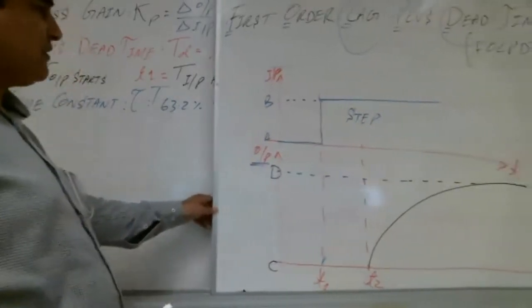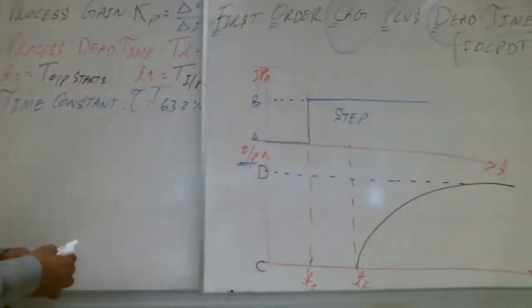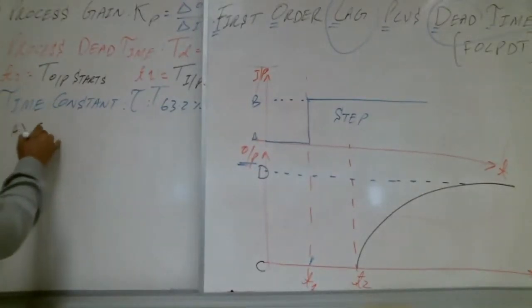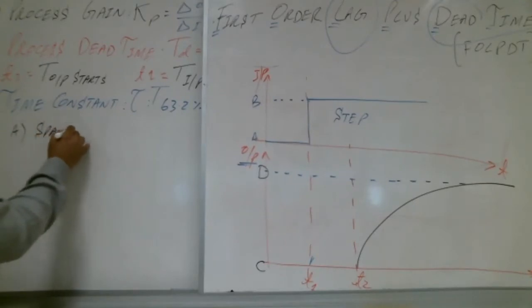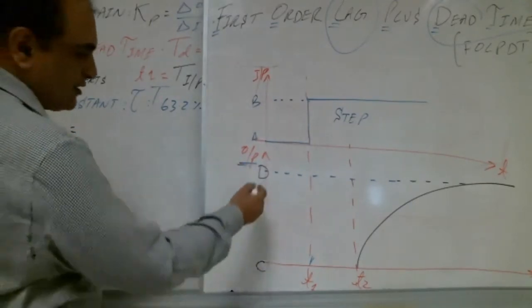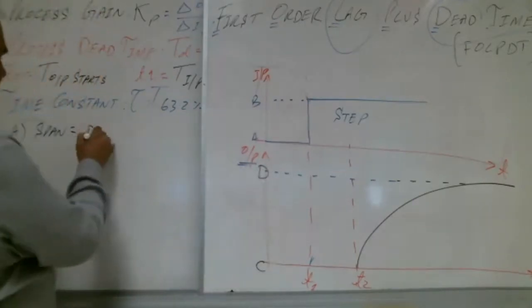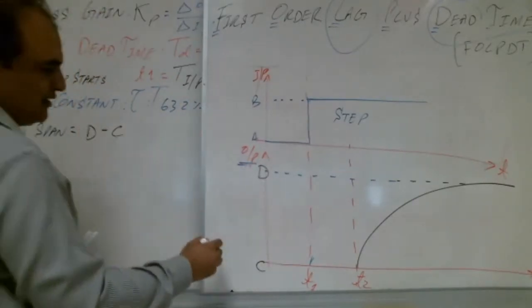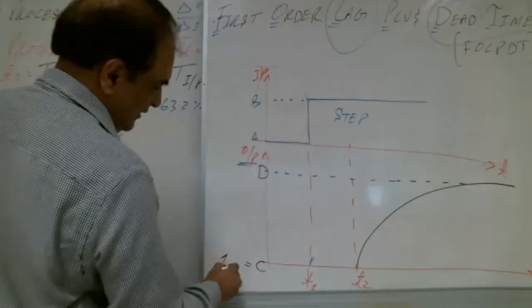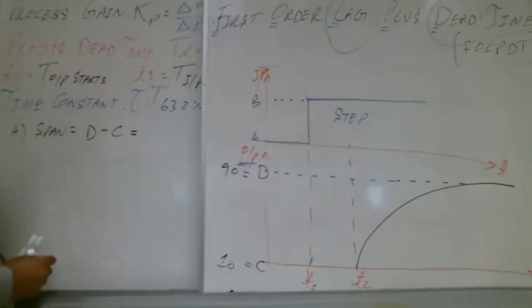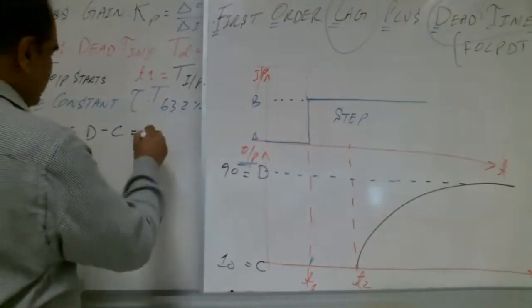So what is the span here, Shabab? Step number 1. T2 minus T1? No, D minus C is the span. Imagine C is 10 and D is 90. So what is the span? 80. Very good.